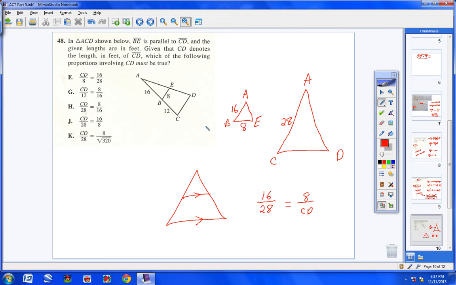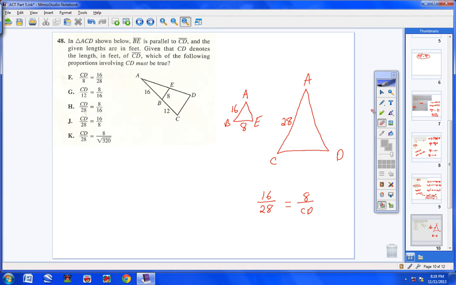Now, I did know this was going to happen, okay? When I come over here, I don't see any of these matching. This one almost does, but it doesn't quite work. So what am I going to do? Well, I'm showing you both ways just so you're familiar with this. Don't forget that when you're writing ratios and proportions, there's more than one way to do it. You can definitely say as 16 changes to 28, 8 changes to CD. But there's also another way you can write it.